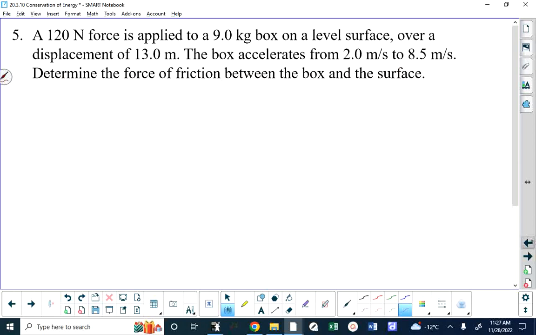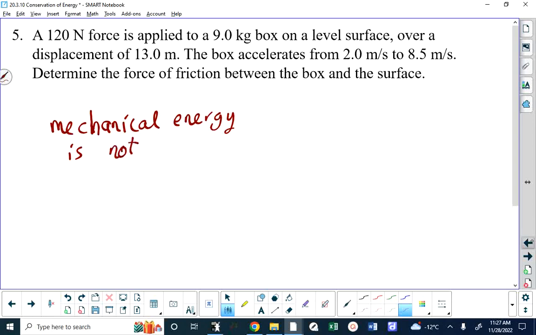One last example. And this is the penultimate example. Because first of all, mechanical energy is not conserved. So I'm just going to write that down. You can write it down if you want, but mechanical energy is not conserved.